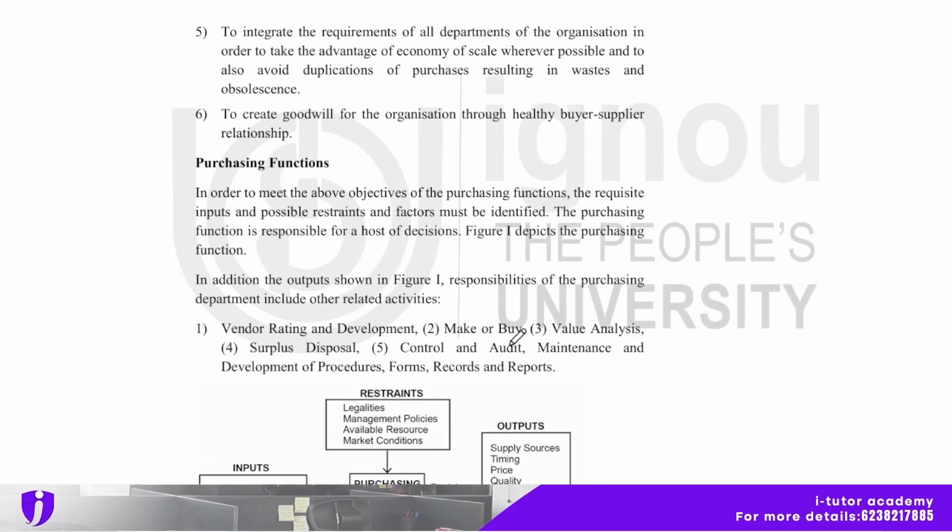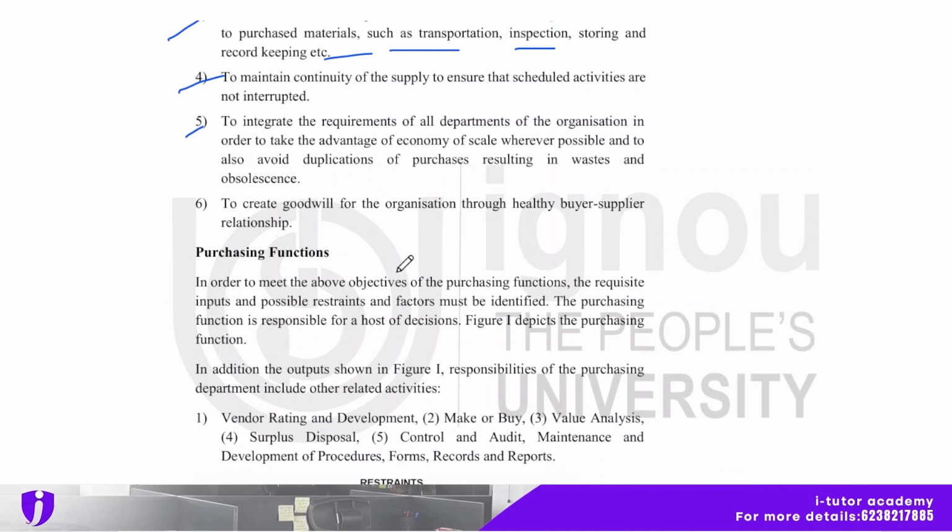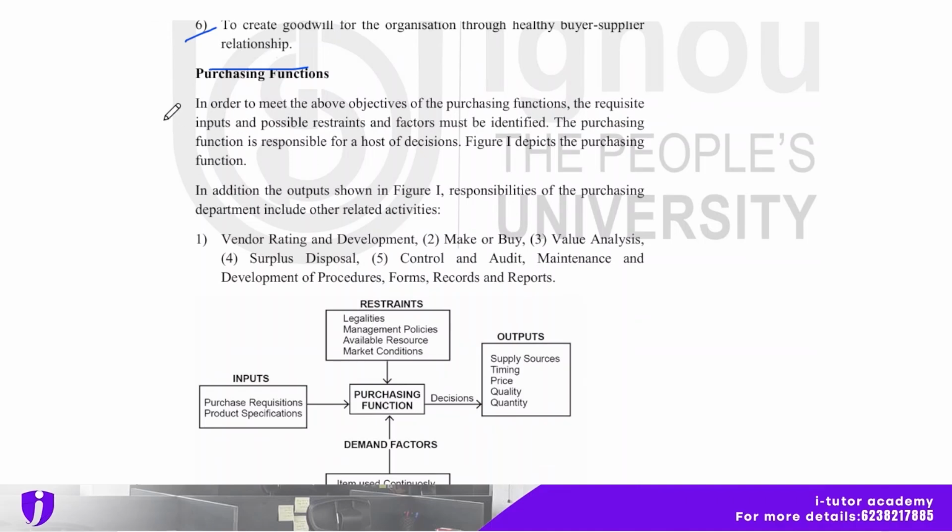And to maintain continuity of the supply, to ensure that scheduled activities are not interrupted, and to integrate the requirement of all departments of the organization in order to take the advantage of economy of scale whenever possible, and to also avoid duplication of purchases resulting in waste and obsolescence, and to create goodwill for the organization through healthy buyer supplier relationship. Okay, so purchasing functions.